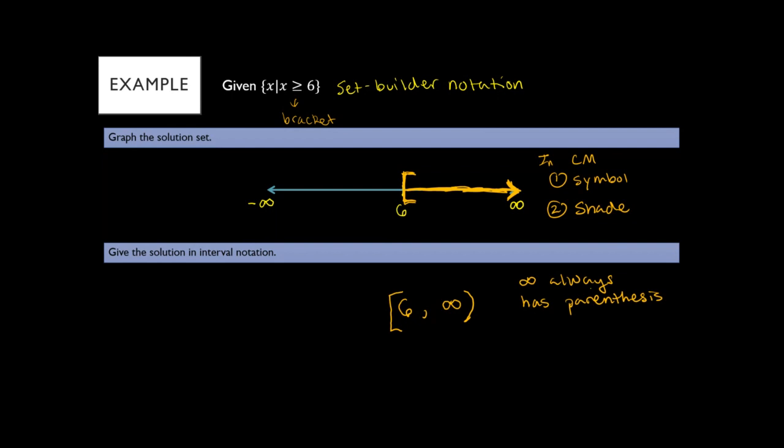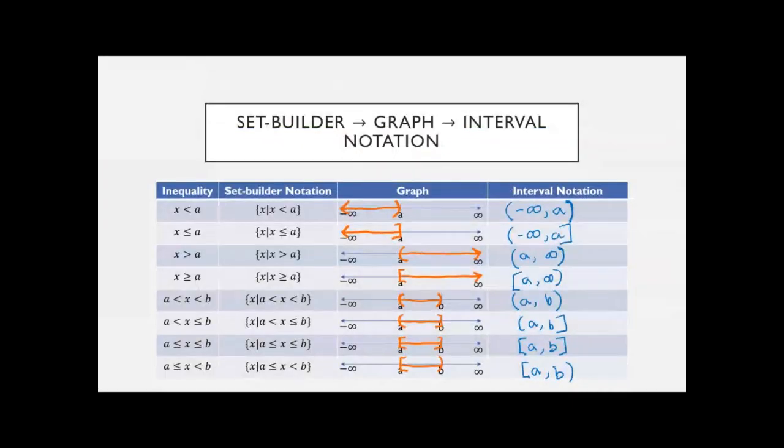Now, we could also use that chart that I have. Our set-builder notation was x greater than or equal to 6, so we were right here. We were given something that looked like this, but with the number 6. So if you're using this chart, all you need to do is go over and say, oh, that's what my interval notation looks like. And you just replace A with that number, 6, and then that's your answer.